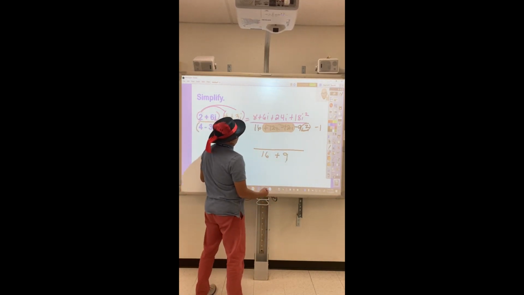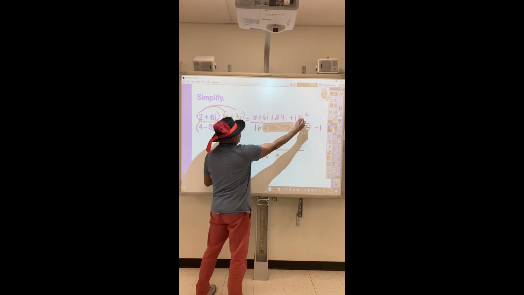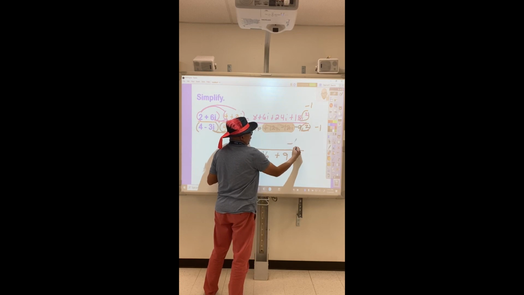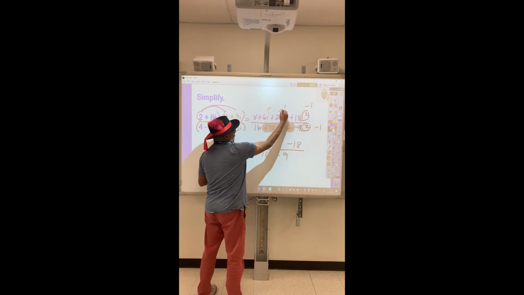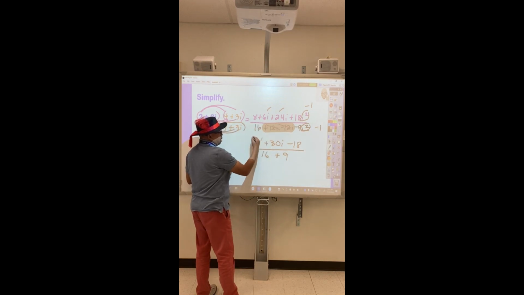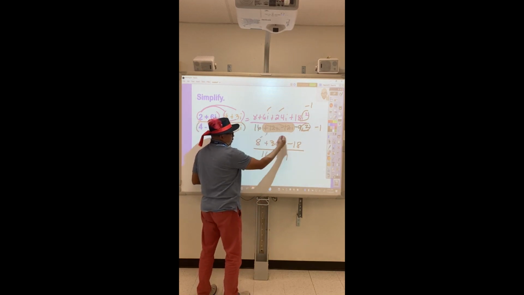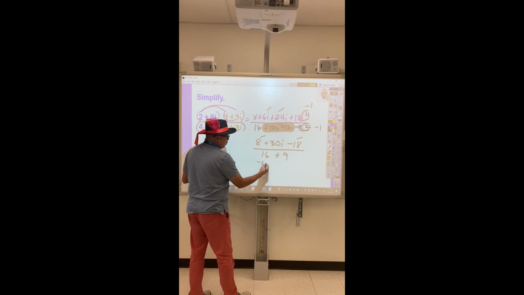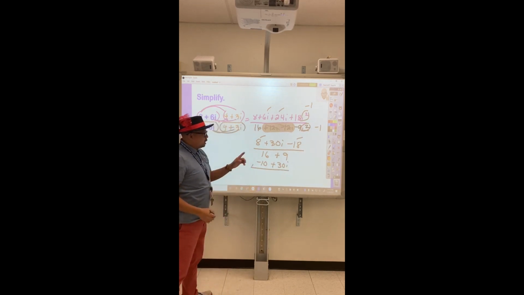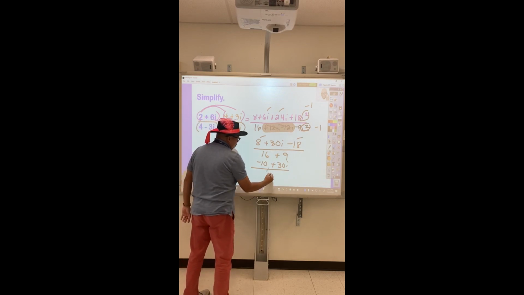The numerator, combine the like terms here. This will give us i squared, which will be -1. This makes it negative 18. This makes that 30i. And this is positive 8. Combine the like terms. 8 minus 18 is negative 10 plus 30i over 16 plus 9, which will give us 25.